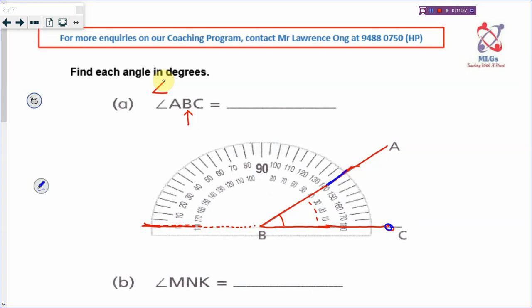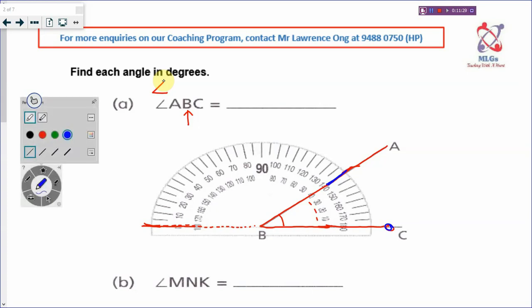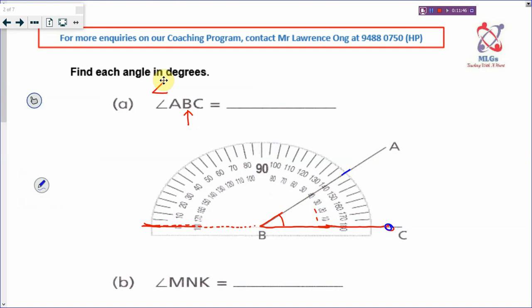Okay, let me just erase this part, so that I can see more clearly. So where is the dark line touching on the protractor? It is touching on this side. And what number is that? Well, you have to follow the line, it is touching 40. All right, so the angle is 40 degrees.